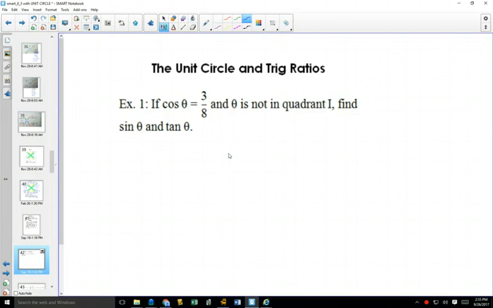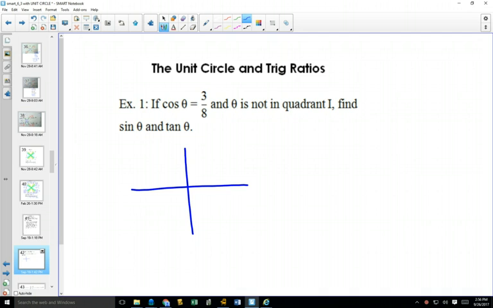Well, we get a lot of these triangle questions. So whenever you're given one of the ratios, sine, cos, tan, whichever one it is, it should immediately make you think of a triangle question. And the first thing you have to do is draw where that triangle is going to be, in which quadrant. So it tells us that cos of theta is 3/8 and it's not in quadrant 1.